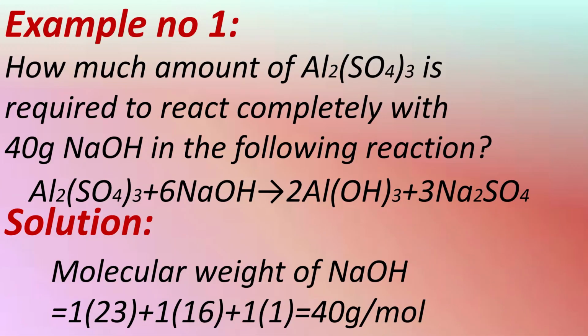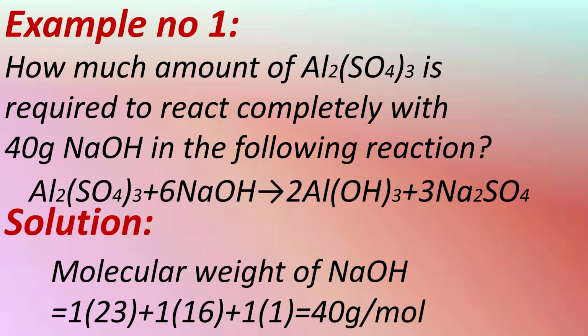Example number 1. How much amount of aluminum sulfate is required to react completely with 40 gram sodium hydroxide in the following reaction? So in example 1, we have to find the amount of aluminum sulfate that is required to react completely with sodium hydroxide, whose mass is given as 40 grams. The reaction is aluminum sulfate plus 6 sodium hydroxide gives us 2 aluminum hydroxide plus 3 sodium sulfate. So we have to find aluminum sulfate, and sodium hydroxide is given.